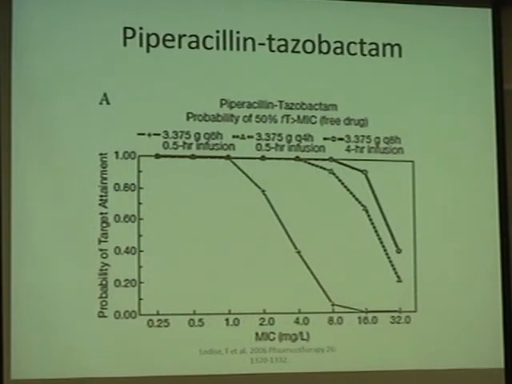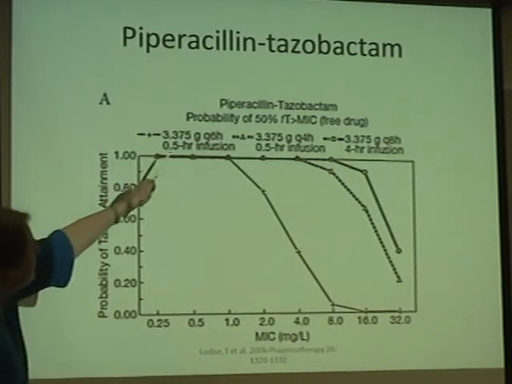So let's look at our probability of target attainment when we look at 3 different dosage regimens. Okay? We're going to give 3 grams every 6 hours.